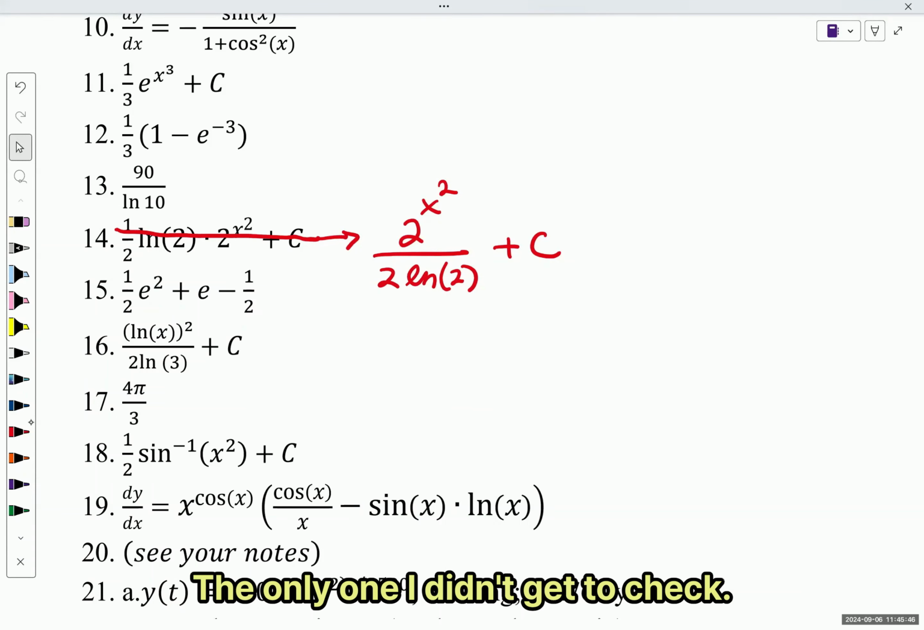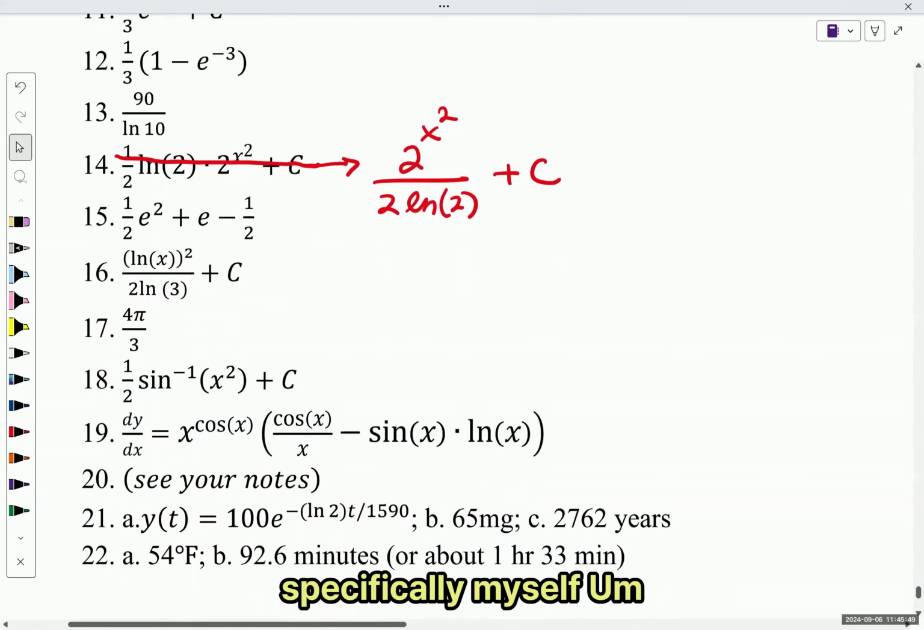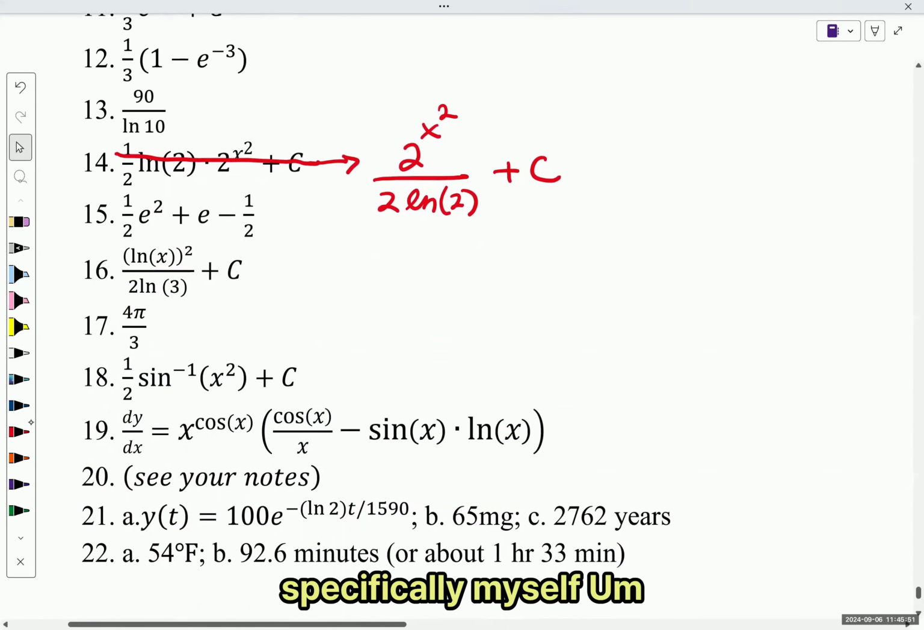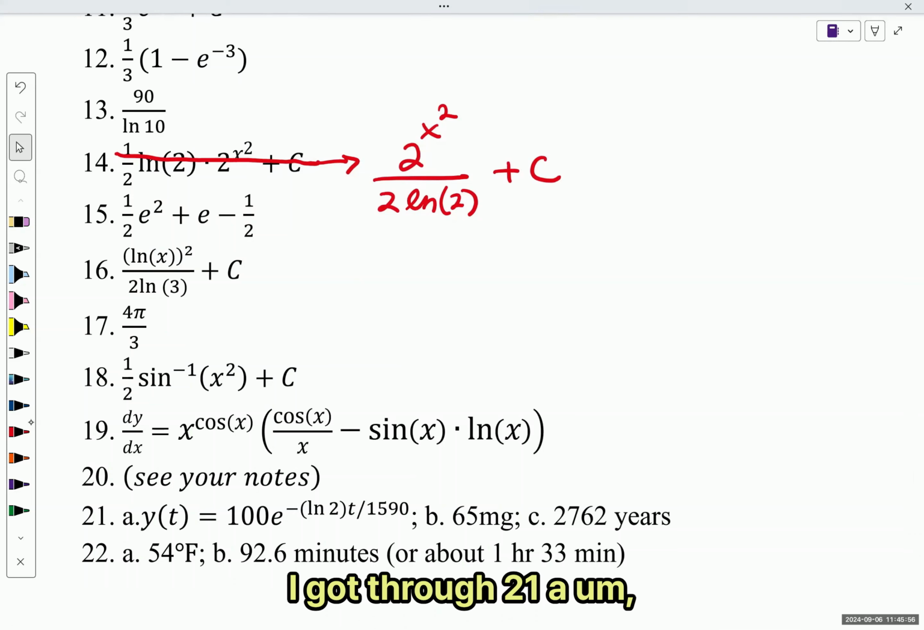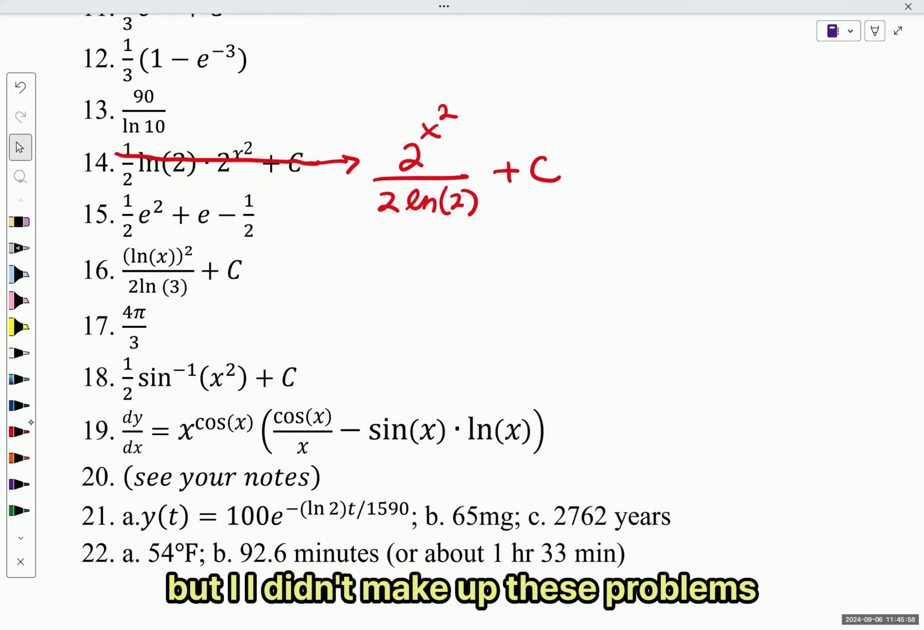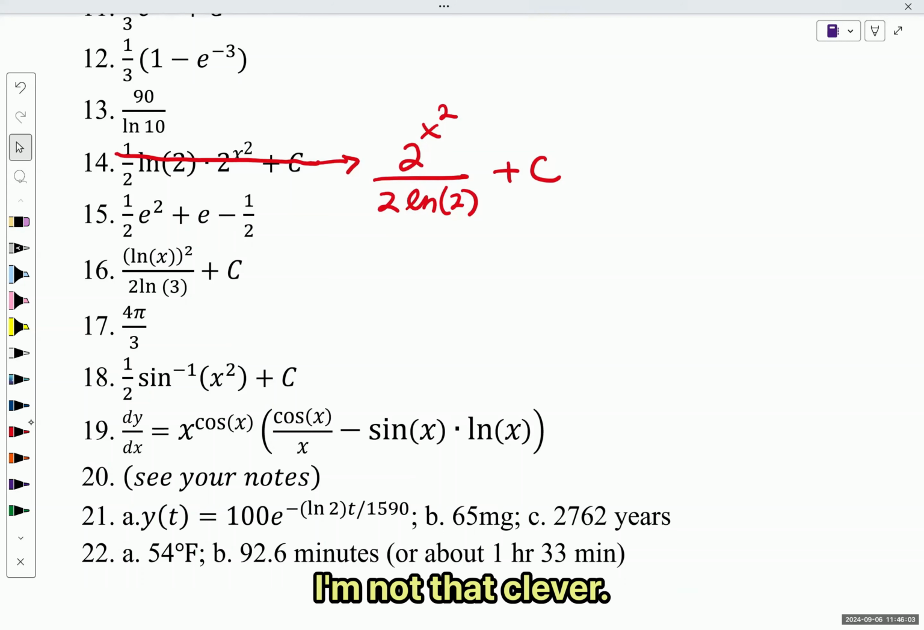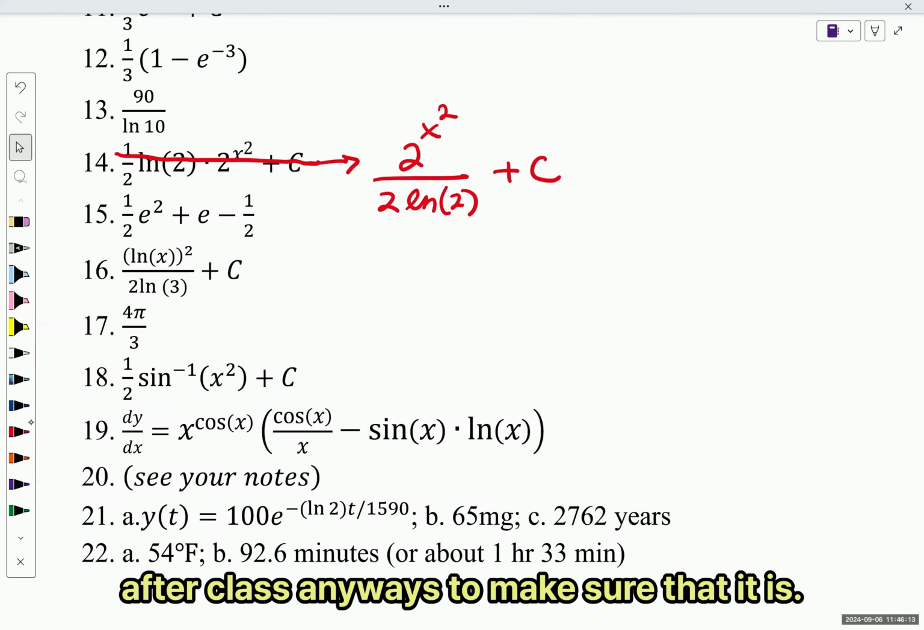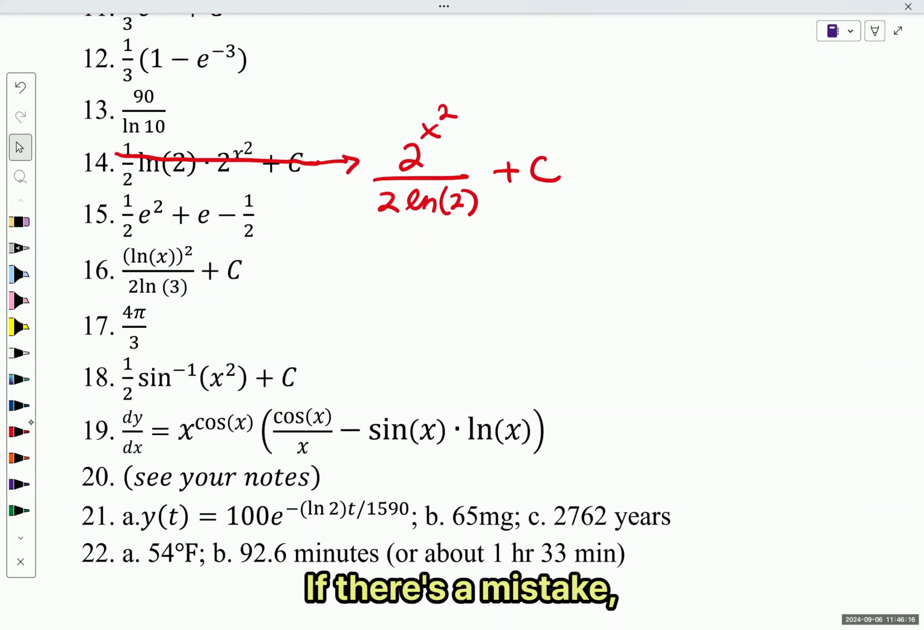The only ones I didn't get to check specifically myself were the 2 word problems. I got through 21A. But I didn't make up these problems all on my own. I'm not that clever. So I'm fairly confident number 22 is correct, like 99.9% sure. I will be doing this problem after class anyways to make sure that it is. If there's a mistake, I'll send a message in Canvas, but I really don't think there is. I trusted the source that I got it from.